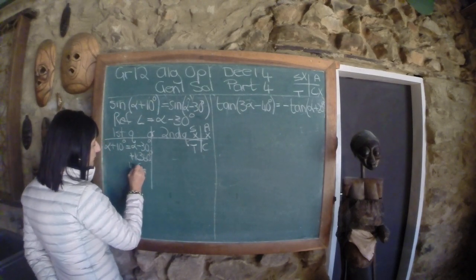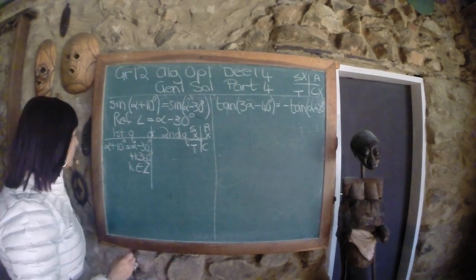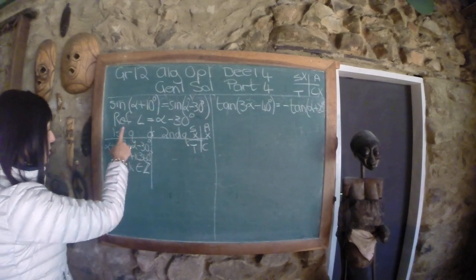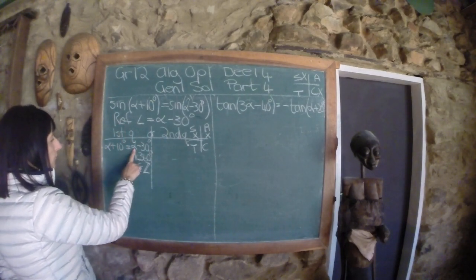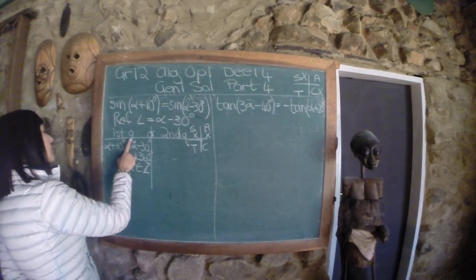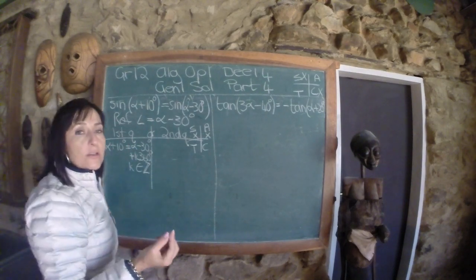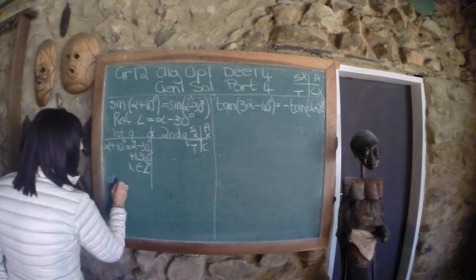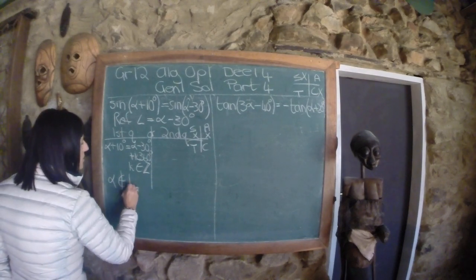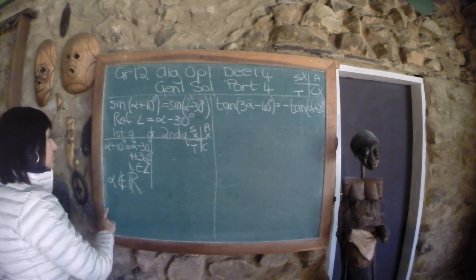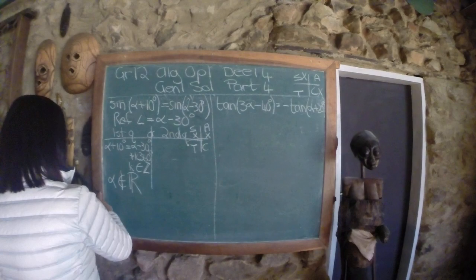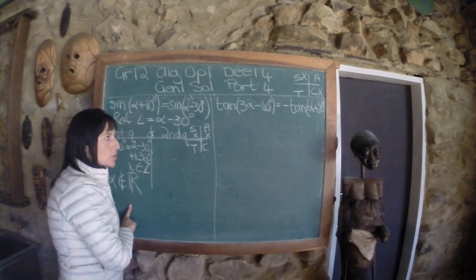Onthou om k element van z by te skryf. Kom ons vereenvoudig die eerste kwadrant se algemene oplossing. Alpha aan beide kante, as ek hierdie alpha dan na die linkerkant neem, then the answer is 0. So obviously there's no solutions in the first quadrant. No angles valid in the first quadrant.